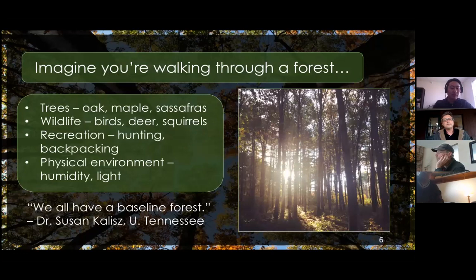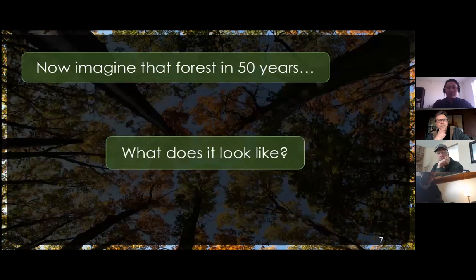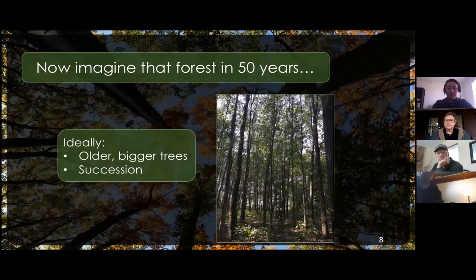A few years back, Susan Kalis from the University of Tennessee visited the F&R department and gave a seminar. She talked about how we all have a baseline forest. So we all have this forest that we think of, that's what we imagine a forest to be. But the question is, what does that forest look like in, say, the next 50 years? How is it different? Ideally, we'd be finding that these trees are getting older, and so they'd be bigger and taller. Maybe some of the species that you found are starting to die out and being replaced by other ones through natural progressions like succession.